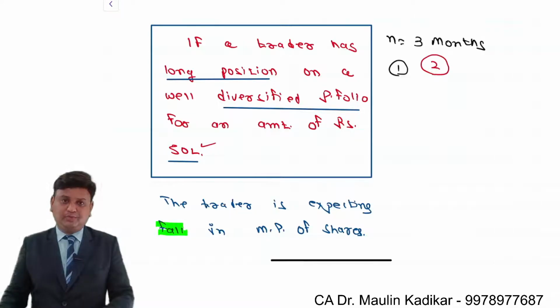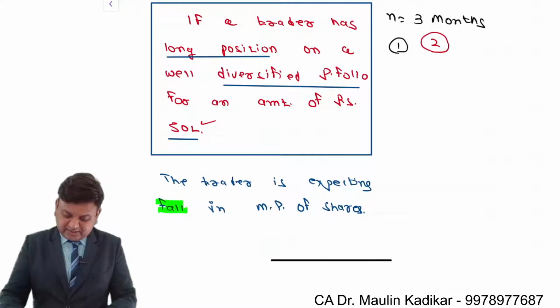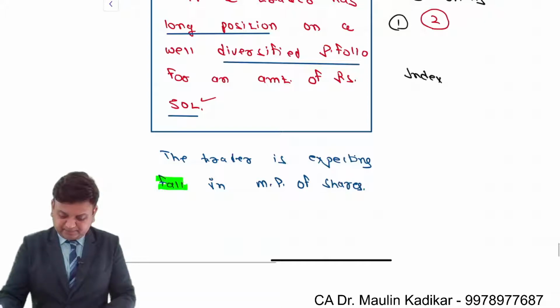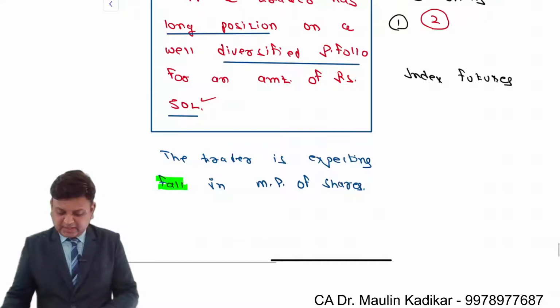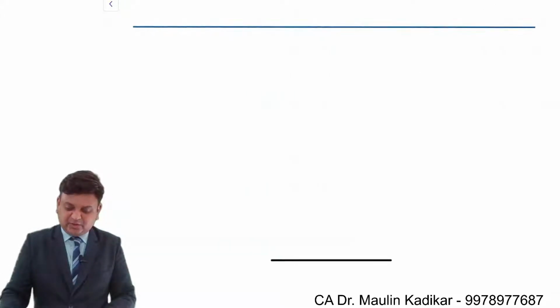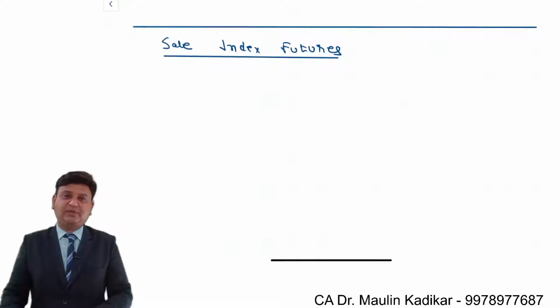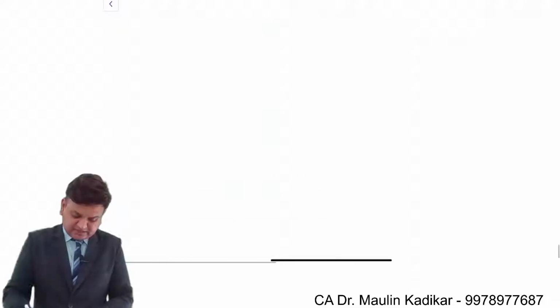Then in that case what should you do? Dear students, you can take help of the index futures transaction. You can take help of index futures transaction. Listen carefully. I am telling you the solution first of all, and then I will explain how that solution is going to make sense to you. The solution is you should enter into the transaction for selling index futures for the purpose of hedging your long position in the cash market. By entering into this transaction, how will you be able to hedge? Let us understand.